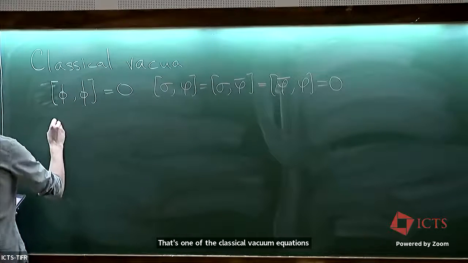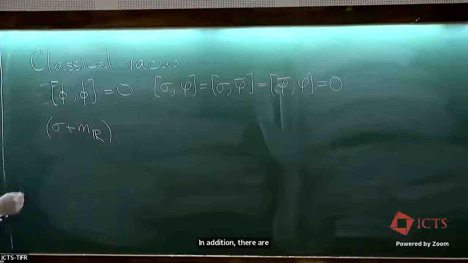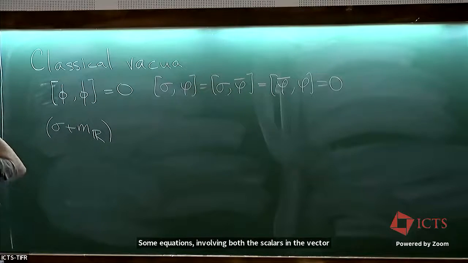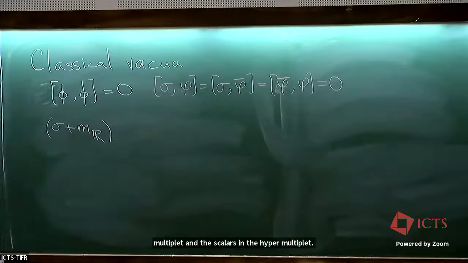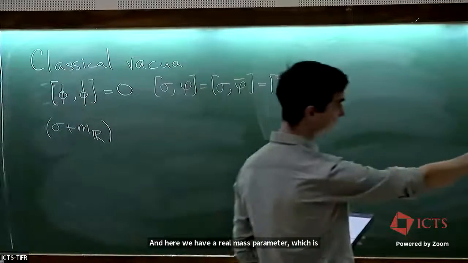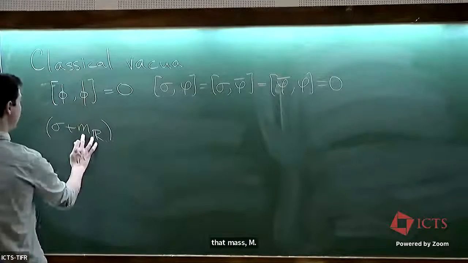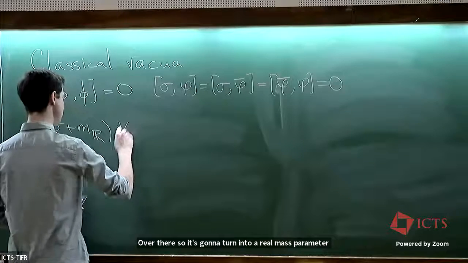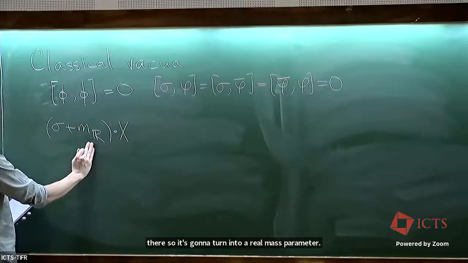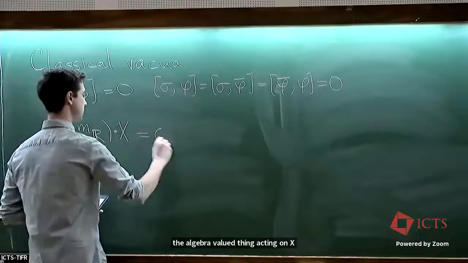In addition, there are some equations involving both the scalars in the vector multiplet and the scalars in the hypermultiplet. And here we have a real mass parameter, which is the exact same splitting I've done here for phi, but now on that mass m over there. So it's going to turn into a real mass parameter m_R. And the vacuum equation says the action of this Lie algebra valued thing acting on x is 0.